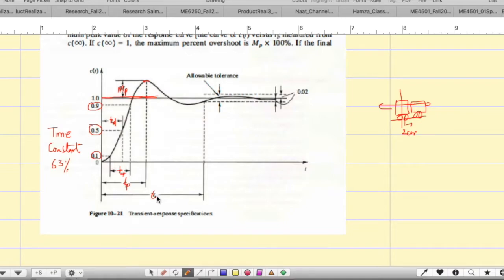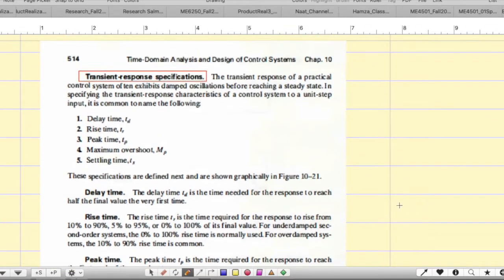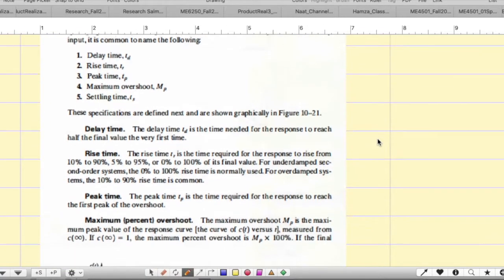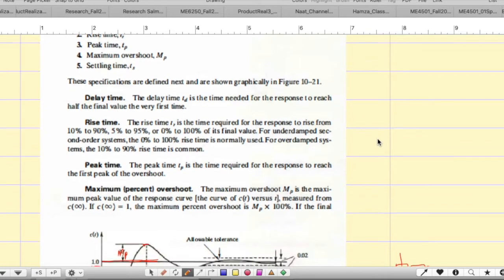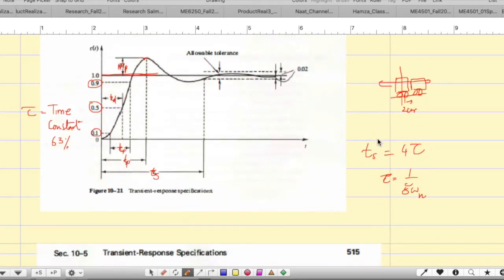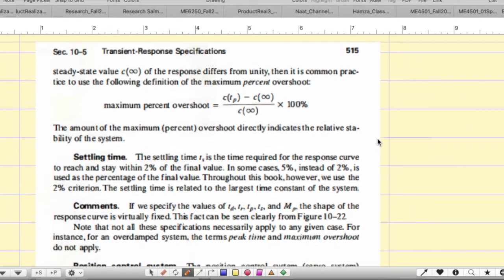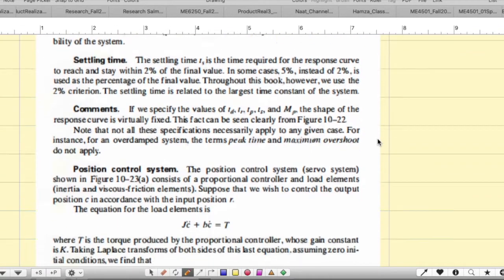And Ts is the settling time, which is 4 times the time constant. Tau is the time constant. And what is the time constant? This is equal to 1 over zeta omega n. So these are the definitions here: delay time, rise time, peak time, maximum overshoot, settling time. You can read them, and we will show you in the Simulink modeling how to find this out.